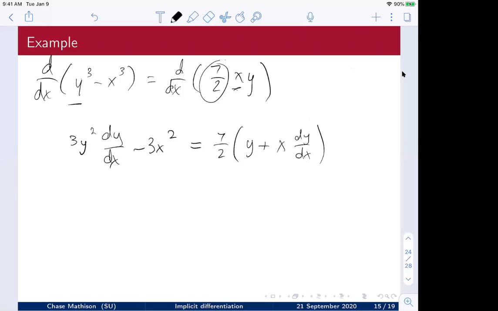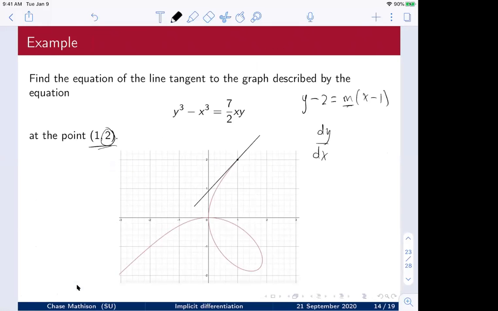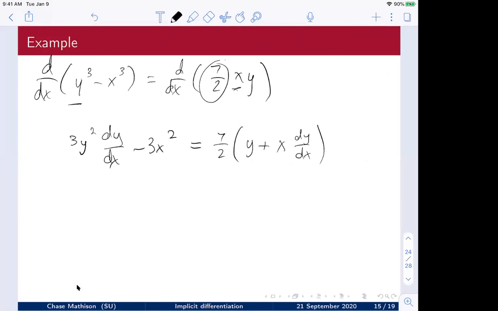Okay. So this is why I wanted to get to this problem before we stopped. We have this equation here that we want to solve for dy dx. We want to find it at a specific point, (1, 2). Once you take the derivative with implicit differentiation, if you're finding the tangent line specifically at a point, I would go ahead and plug in (1, 2) here. It's going to make it a lot easier to solve for dy dx.